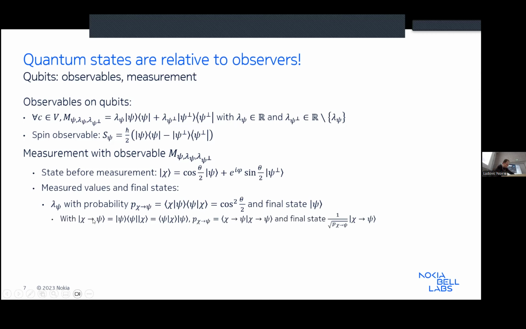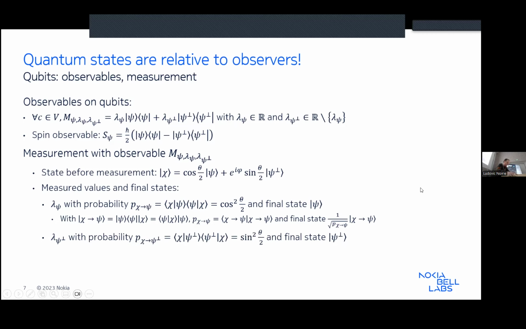This can also be interpreted differently if we define a vector that is not normalized here, which is the transition between chi and psi. It is the application of the orthogonal projector on psi, applied to the initial state chi. If you do the calculation, you obtain the Hermitian product between psi and chi times the ket chi. And the probability is then the Hermitian product of this ket with its bra conjugate here. And the final state is again this state, but renormalized by multiplying it by the scalar 1 divided by the square root of the probability. So it can be this with the probability cosine square.